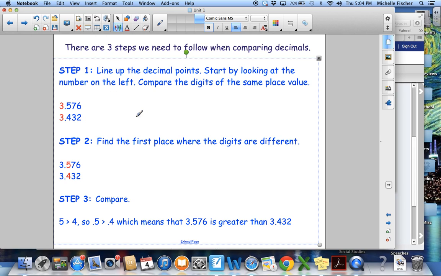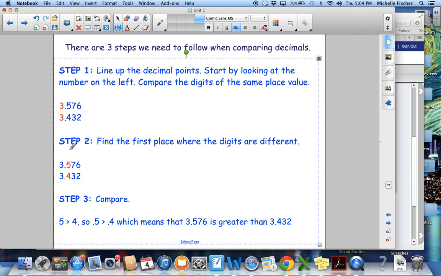Your very first step, and this is so important, is that we line up the decimals. We have to start by looking at our number all the way to the left. So in this case, I highlighted in red for us because the number 3 is our number all the way to the left. And here we have our decimals lined up perfectly. And we're going to start by comparing the digits of the same place value. So we're going to look at our number to the left, which is the ones place, and compare. We have a 3 and a 3 here, which means that they're the same value.